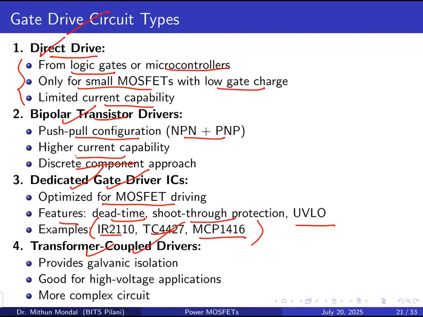Transformer coupled drivers provide galvanic isolation. They are good for high voltage applications, but they are a more complex circuit. So gate drive circuits, which are a requirement, can be any of these four categories depending upon the requirement.